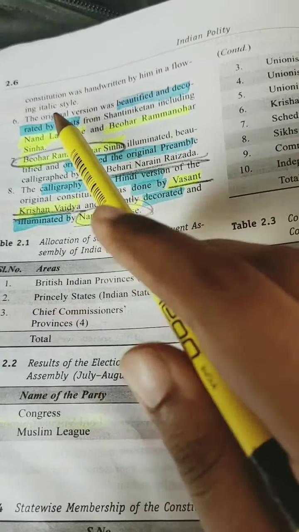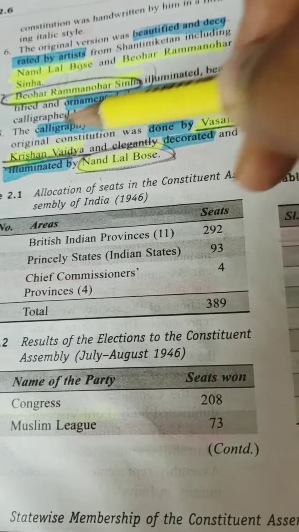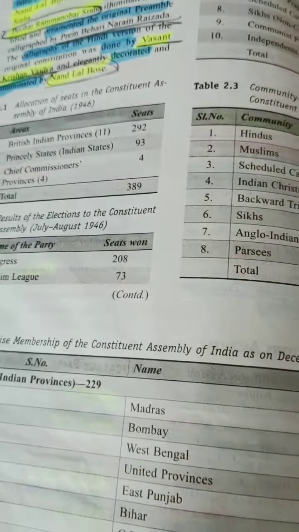Then the original version was beautified and decorated by artists from Shantiniketan, including Nandlal Bose and Ram Manohar Sinha. Ram Manohar Sinha ornamented the original preamble, calligraphed by Prem Bihari Narayan Raizada, and the calligraphy of the Hindi version was done by Vasant Krishnan Vaidya and Nandlal Bose. Also, there was one person's name which was highlighted in current affairs a few months back. It was Pingali Venkayya from Andhra Pradesh who designed the national flag, and it was adopted on July 22, 1947.